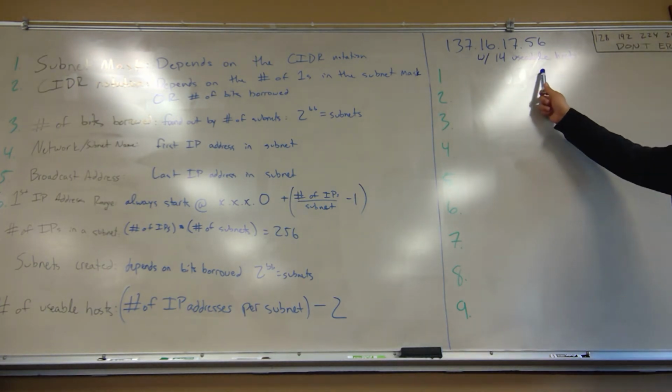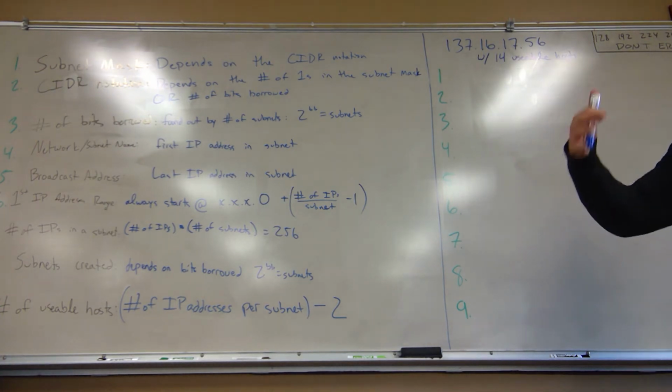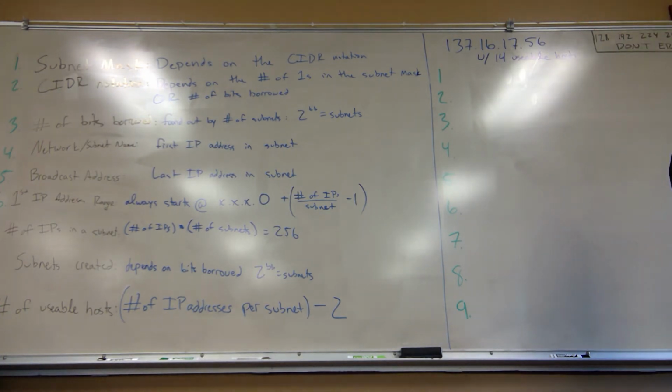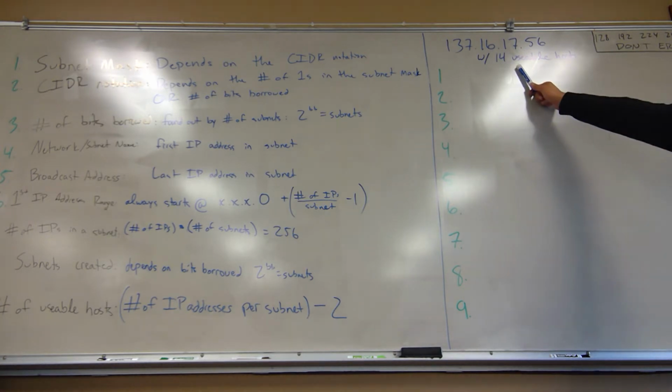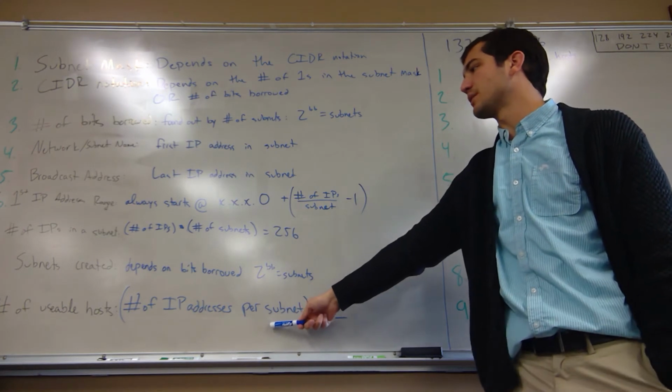137.16.17.56. And for our company, we want 14 usable hosts per subnet because we have 14 computers per lab. That's just how the principal wants. It's what our network admin wants, and we gotta do it. So 14 usable hosts. We got number of usable hosts down here.